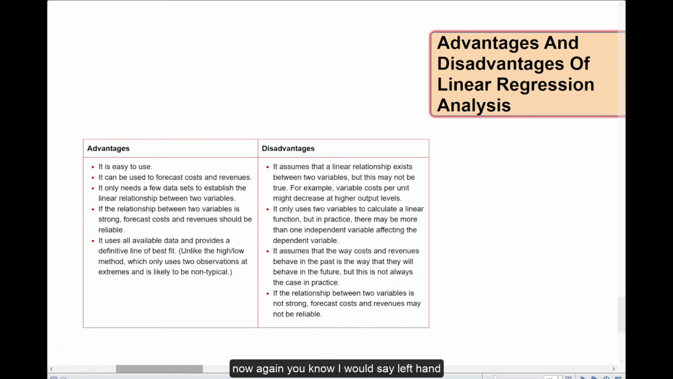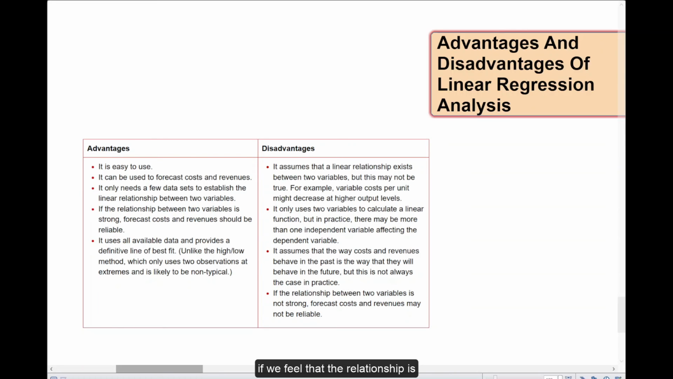Now, again, I would say left-hand side here, it's pretty easy to use. Yes, I can use it to forecast costs and revenues. It could well be very, very useful. If we simply have just a couple of pieces of information regarding data sets, we can establish, or if we have established a linear relationship, we can forecast them. Absolutely.